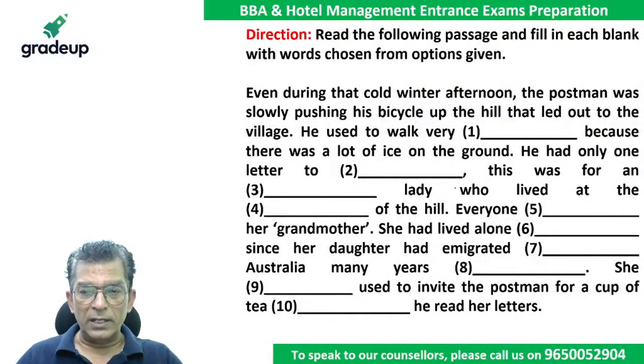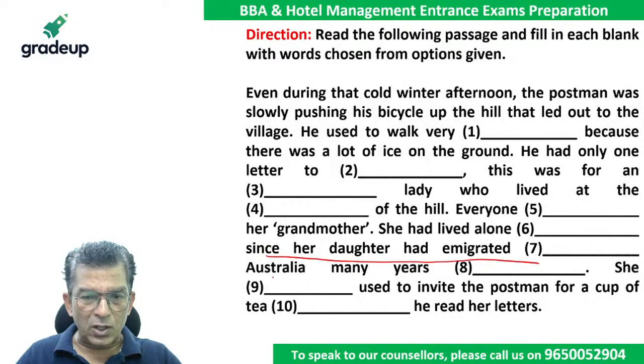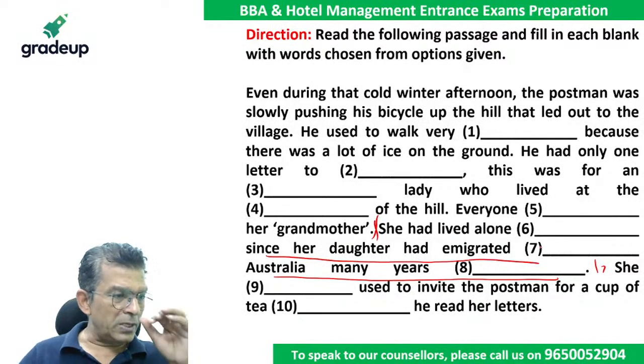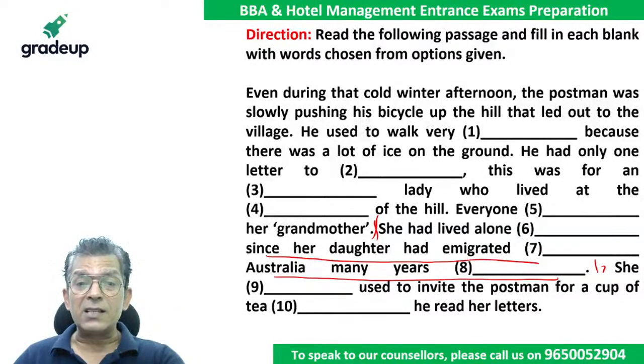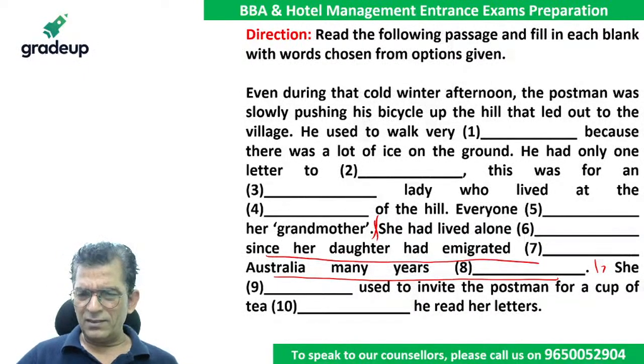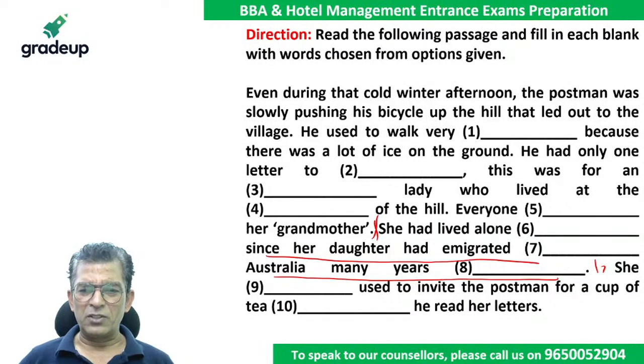Now to this one, look at the sixth. She had lived alone dash since her daughter had emigrated dash Australia many years dash. So why did you read the entire sentence? Because it's a long sentence, I read the entire sentence. I'm not in a hurry. Fifth is left. Okay. Everyone left her? No, not at all. Left could not have come in the five. Okay. She had lived alone dash. Accha, you are saying it for seventh, you wrote fifth. Okay. She had lived alone dash since her daughter had emigrated dash Australia many years dash.